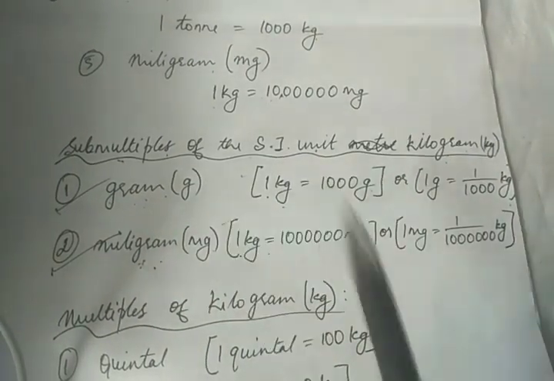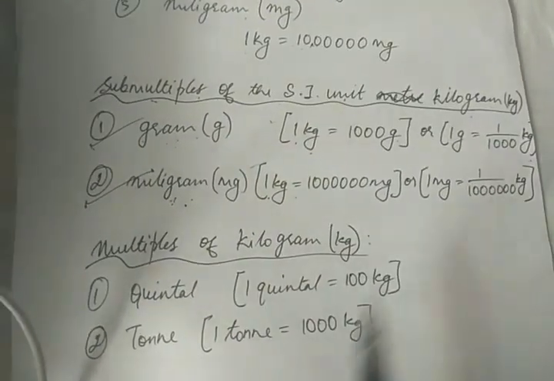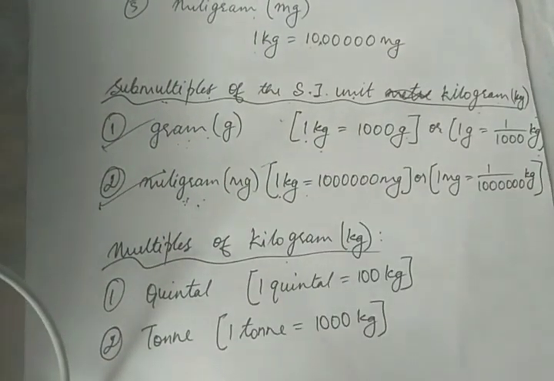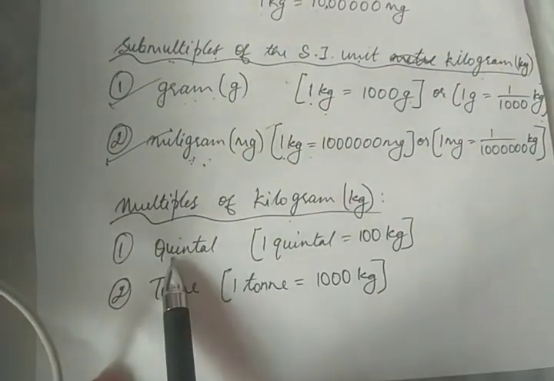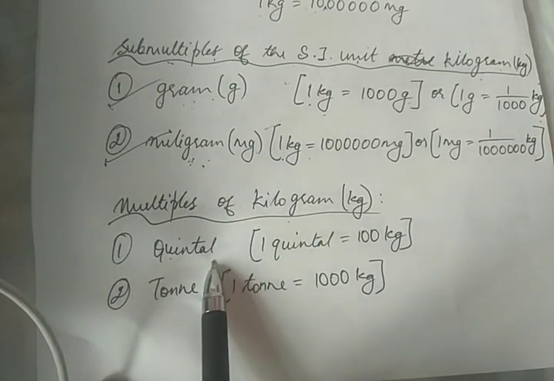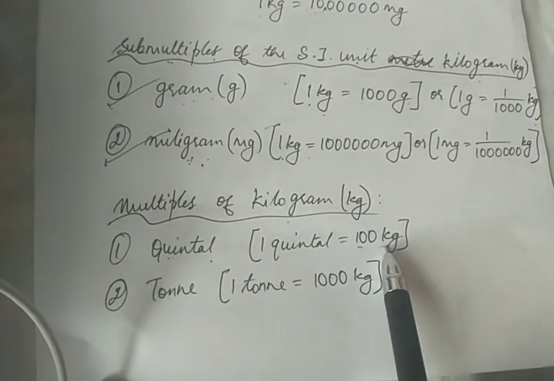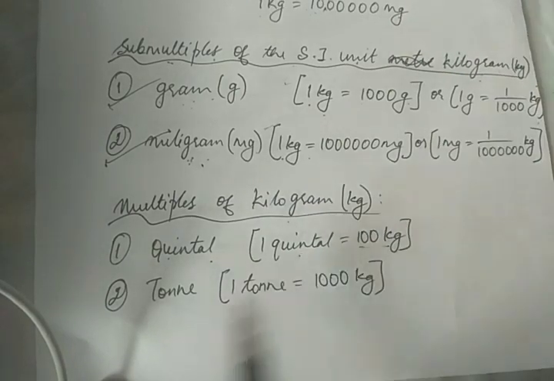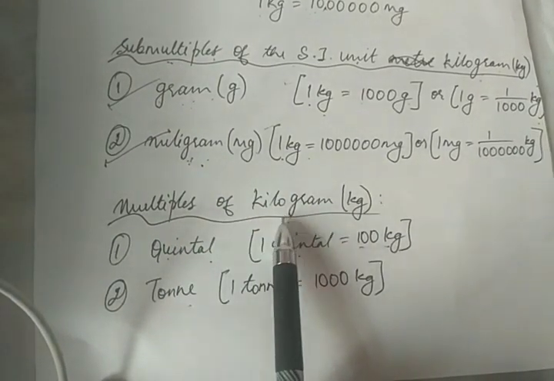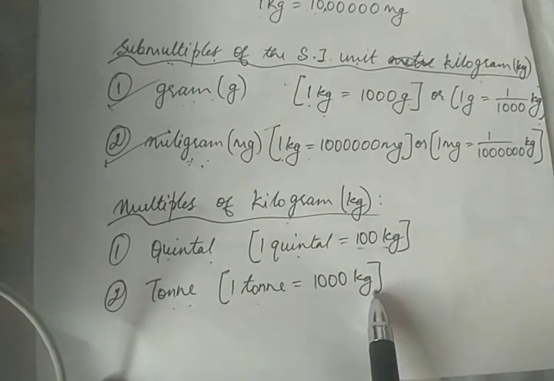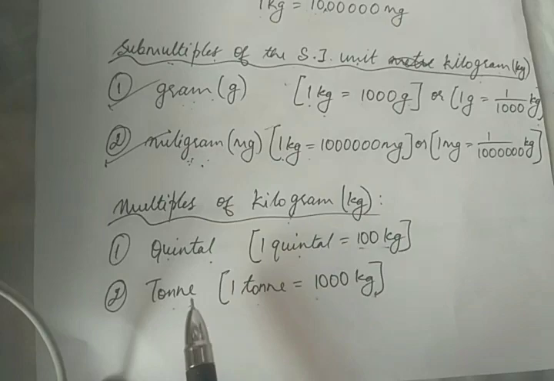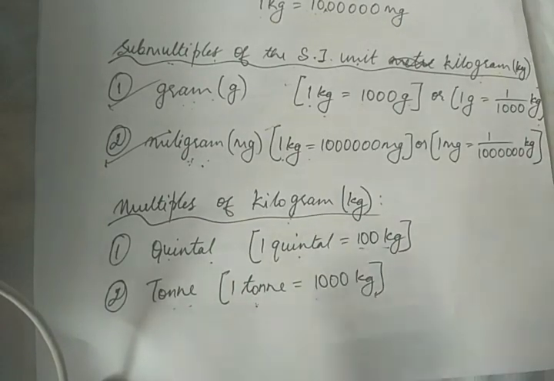These relations are very important, don't forget. Now, multiples of kilogram: multiples mean bigger than, more than. Submultiples was lesser than. 1 quintal is bigger than a kilogram; 100 kilograms make 1 quintal. Likewise, ton is a multiple of kilogram, the SI unit of mass. 1 ton is 1000 kilogram. Remember that.